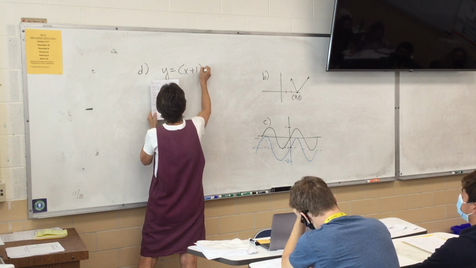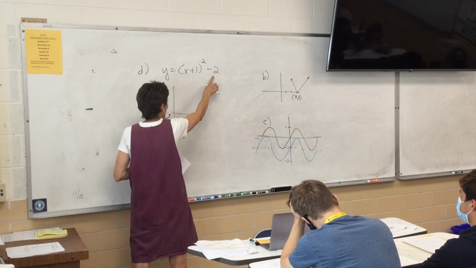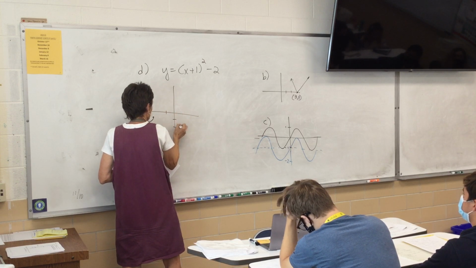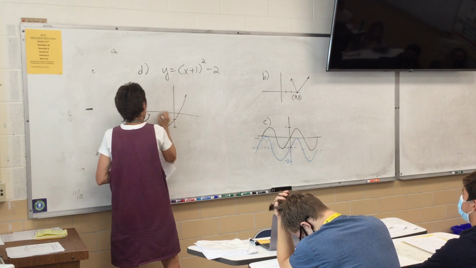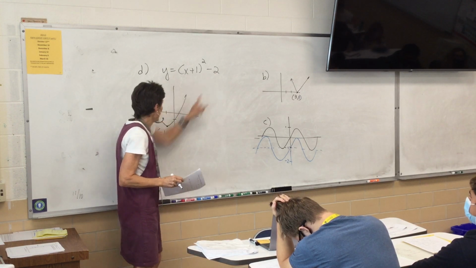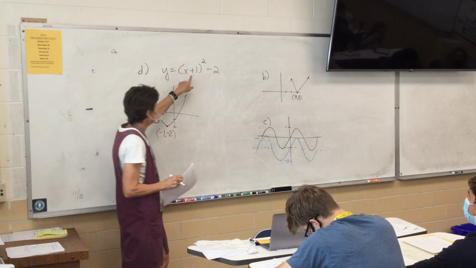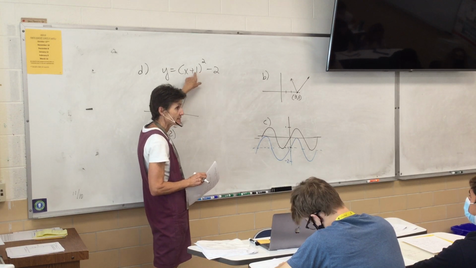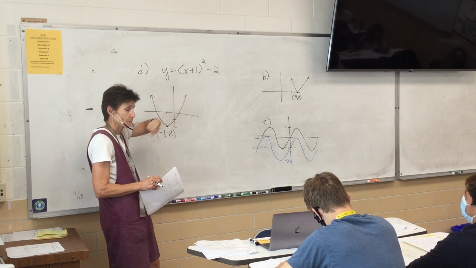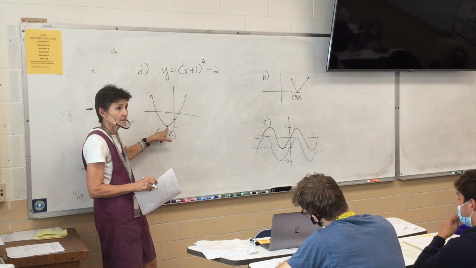How has it moved? Down and to the left. This went down 2, and this went left 1. So isn't our parabola sitting down here, left 1, down 2? Because you put a number inside and a number outside. The inside one goes left and right, the outside one goes up and down. So it's your regular parabola, but now it's sitting down here.